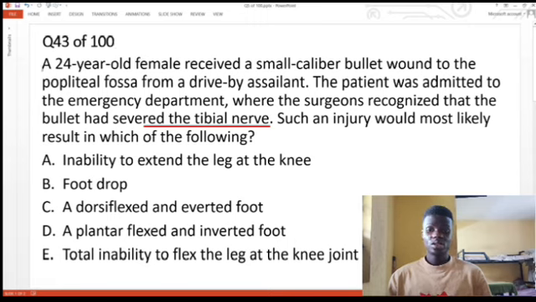The question says a 24-year-old female received a small caliber bullet wound to the popliteal fossa from a drive-by assailant. The patient was admitted to the emergency department where the surgeons recognized the bullet had severed the tibial nerve. Such an injury would most likely result in which of the following? Let's discuss the tibial nerve before we even check the options.